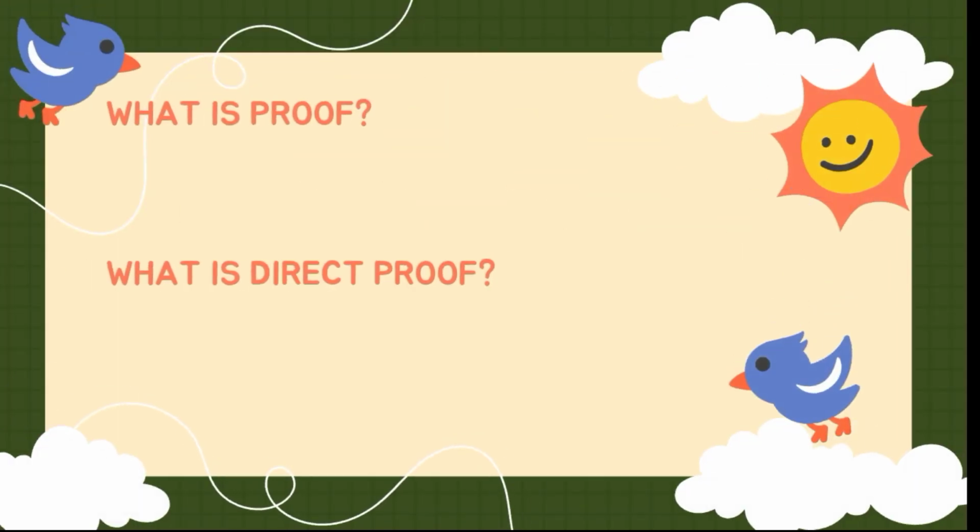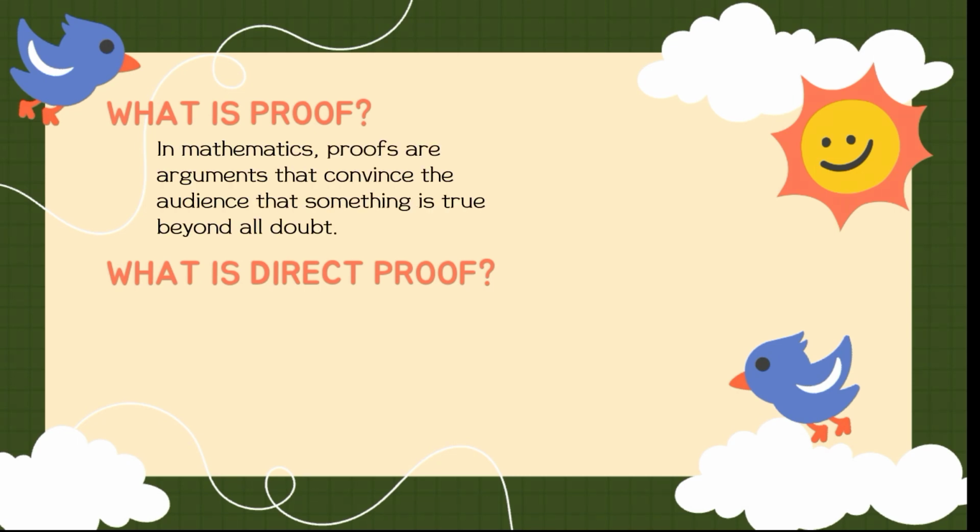First, we are going to define what is proof. In mathematics, proofs are arguments that convince the audience that something is true beyond all doubt. In other words, a proof is a presentation of logical arguments that explains the truth of a particular statement by starting with the things that are assumed to be true and ending with the statement we're trying to prove. A proof is a clear and well-written argument, and just like a story, it has a beginning, middle, and end.